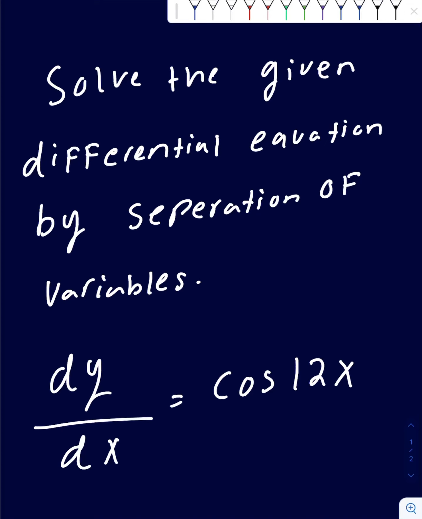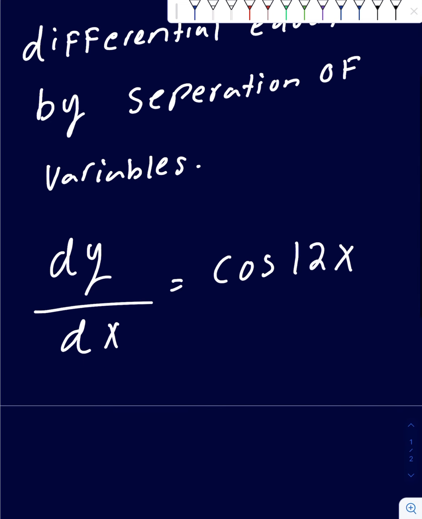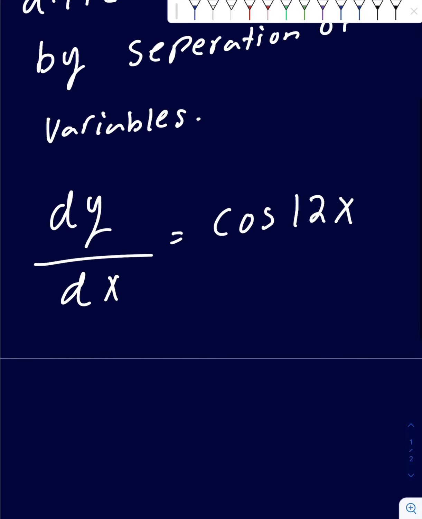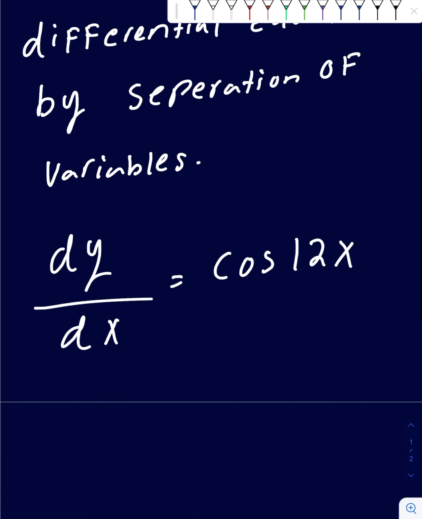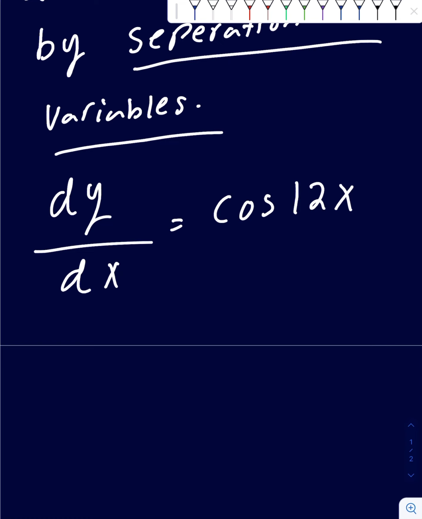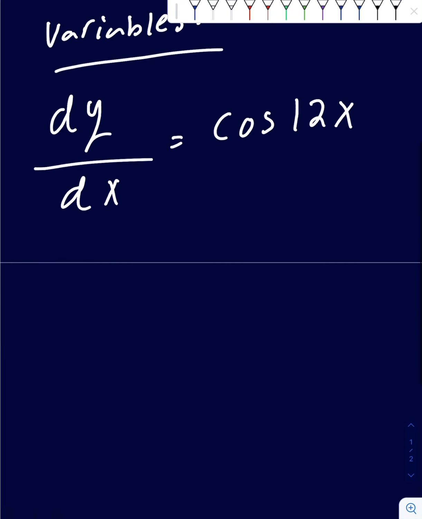Hello everyone. So the problem is: solve the given differential equation by separation of variables. dy over dx is equal to cosine 12x. Whenever we are dealing with separation of variables, our goal in this problem is to have dy by itself.